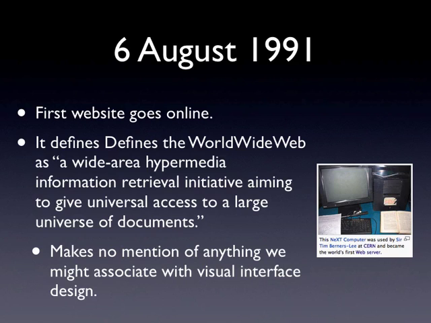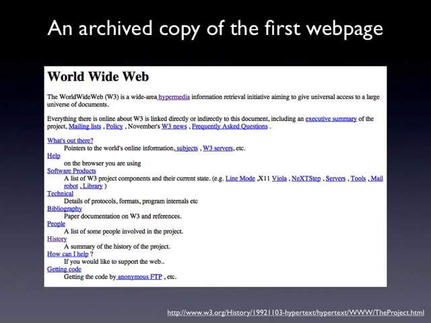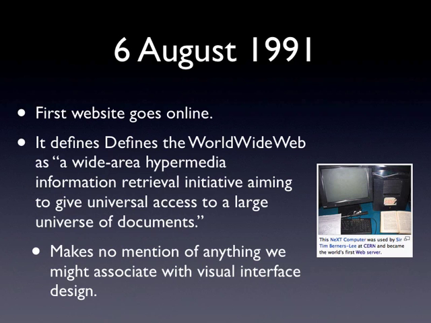Okay, so on the 6th of August 1991, the first website goes online. That's a picture of the first web server, which was just a computer that was sitting in Tim Berners-Lee's office, and that's what he ran the first World Wide Web server from. I've got a screenshot of the first web page ever published, and it's essentially a simple HTML page. It says, "Welcome to World Wide Web," and this is what it is. It just describes itself as a wide area hypermedia information retrieval initiative aiming to give universal access to a large universe of documents.